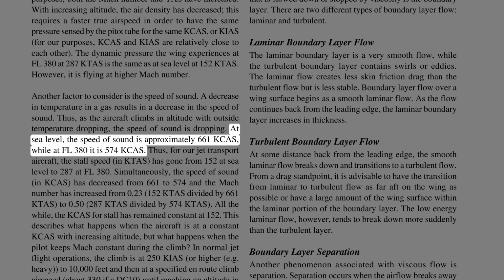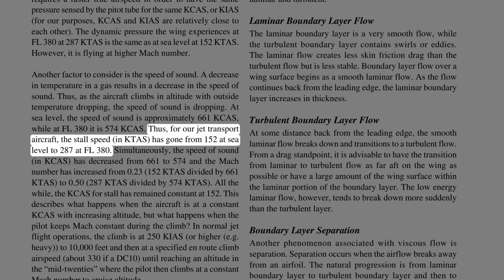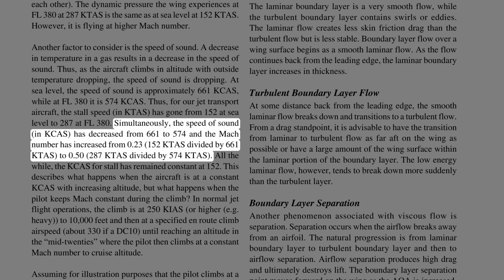At sea level, the speed of sound is approximately 661 KTAS, while at FL 380 it is 574 KTAS. Thus, for our jet transport aircraft, the stall speed, in KTAS, has gone from 152 at sea level to 287 at FL 380. Simultaneously, the speed of sound, in KTAS, has decreased from 661 to 574, and the Mach number has increased from 0.23, 152 KTAS divided by 661 KTAS, to 0.50, 287 KTAS divided by 574 KTAS.